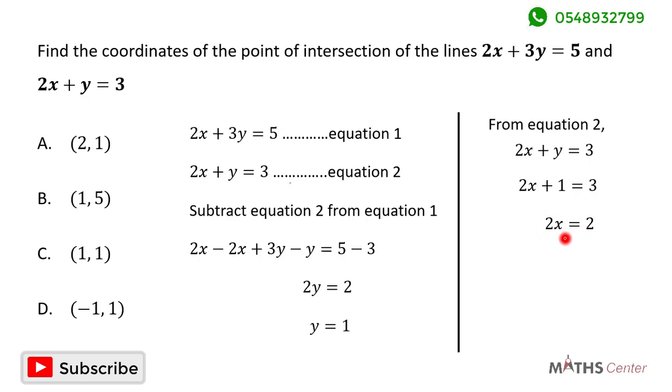To get x, I will divide both sides by 2. And so x will be equal to 2 divided by 2, which is 1. What this also means is that the x coordinate of the point of intersection of the two lines is also 1. So the x coordinate is 1 and the y coordinate is 1. This means that the coordinates of the point of intersection of these two lines are 1 and 1.